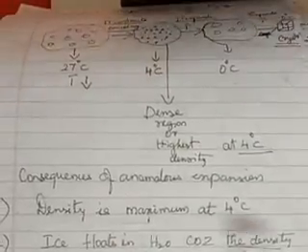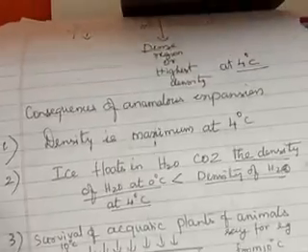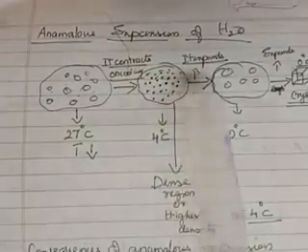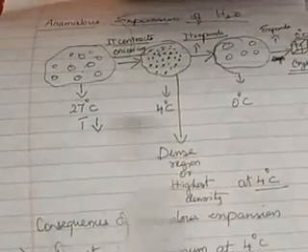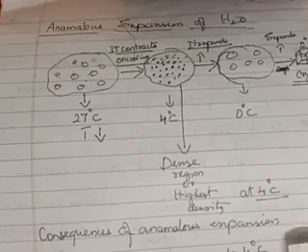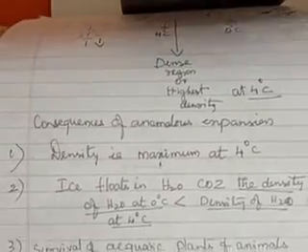From this diagram, can we see the consequences one by one? Yes. Let us see the consequences. Now, what is the first consequence? Please learn from the diagram, then it is easy. Don't mug up. Learn from the diagram. So density is maximum at 4 degrees Celsius. Am I correct? From the diagrammatic representation I have written, density is maximum at 4 degrees Celsius. Right? Now, come to the second point.